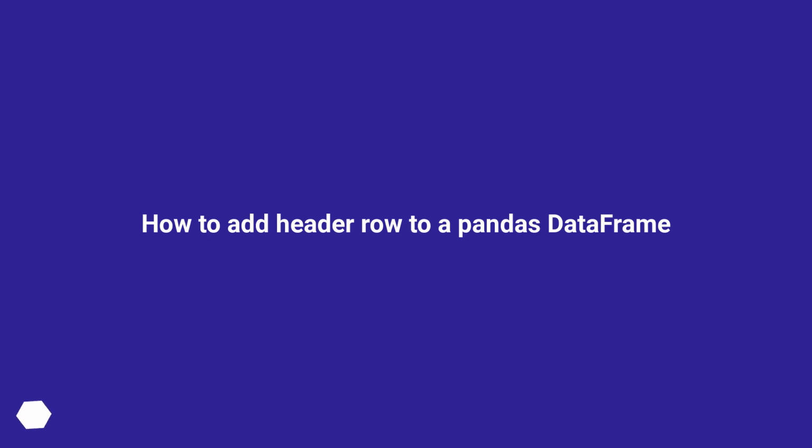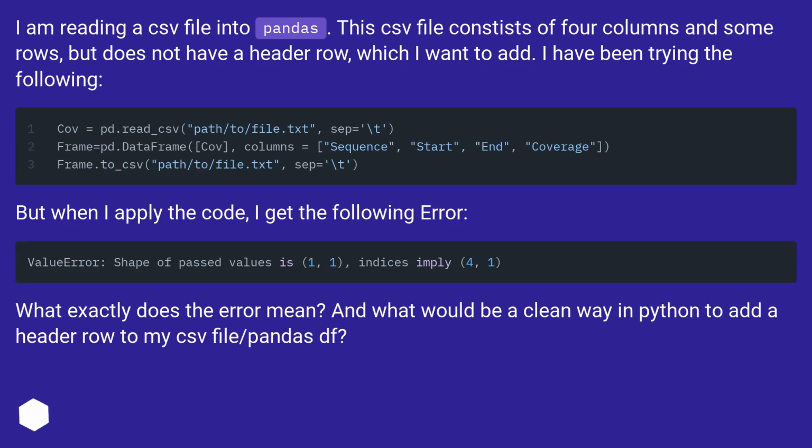How to add a header row to a pandas data frame. I am reading a CSV file into pandas. This CSV file consists of 4 columns and some rows, but does not have a header row, which I want to add. I have been trying the following.